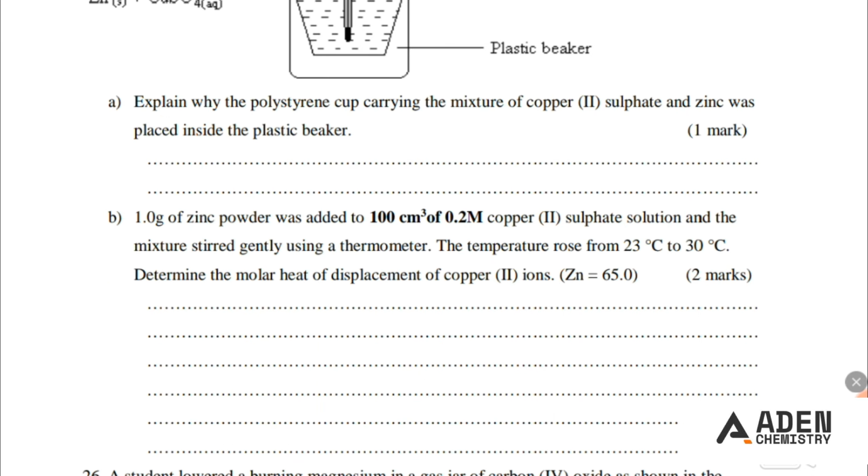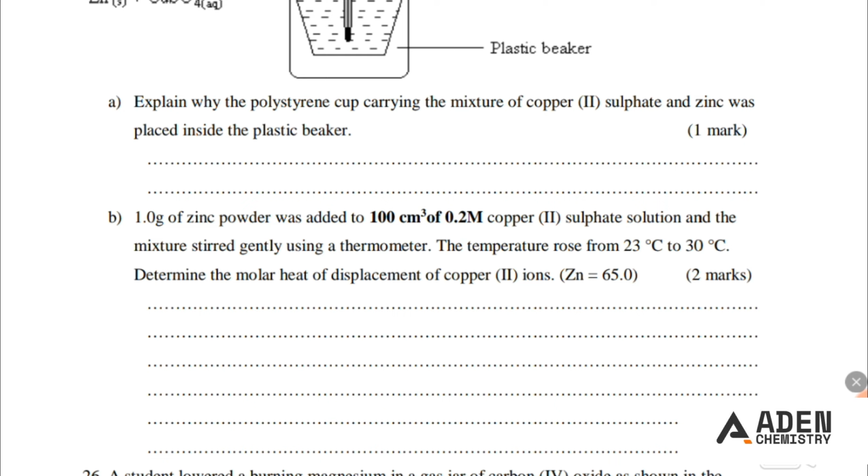So let's proceed to part B. We are told 1.0 gram of zinc powder was added to 100 cm³ of 0.2 molar copper(II) sulfate solution, and the mixture is stirred gently using a thermometer. We are told the temperature rose from 23 degrees Celsius to 30 degrees Celsius, and we are asked to determine the molar heat of displacement of copper(II) ions. In brackets, we are given Zn, the relative atomic mass of zinc, to be 65.